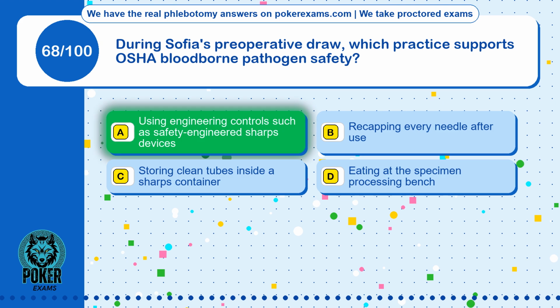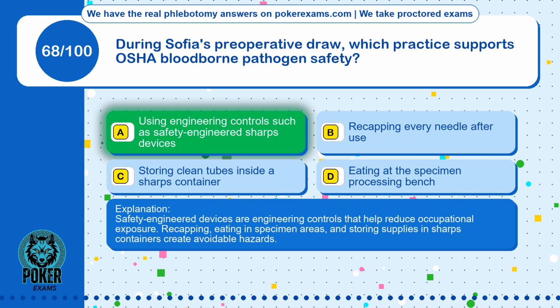The correct answer is option A. Using engineering controls such as safety-engineered sharps devices. Safety-engineered devices are engineering controls that help reduce occupational exposure. Recapping, eating in specimen areas, and storing supplies in sharps containers create avoidable hazards.